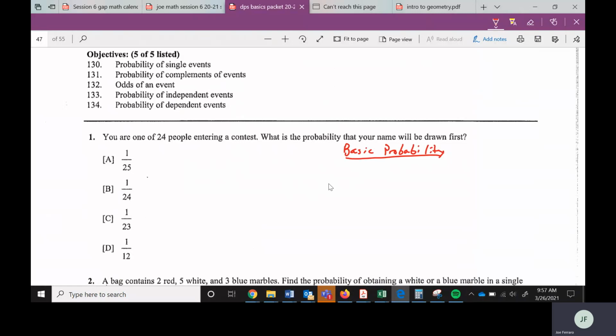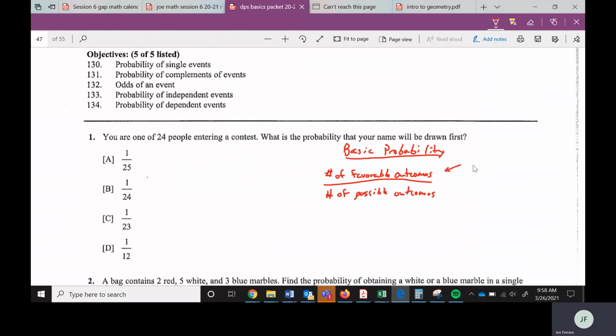Basic probability is always going to be a fraction, or that's at least how you set it up first. You do it as a fraction, and then you can change it to a decimal or a percentage. But to find it, you're going to set up a fraction where the top is the number of what they call favorable outcomes, over the number of possible outcomes.